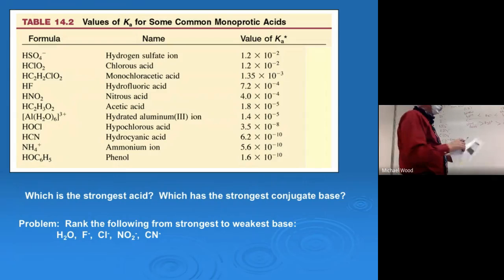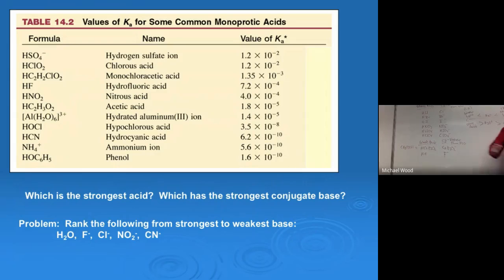If I look at these, first of all, I see Cl, which is right here, which means it came from a strong acid. So that means it would be the weakest of all the bases. Now, the F, the NO2, and the CN, none of those came from here. This is why we have to have the list of the strong acids and the strong bases in your brain. So water.